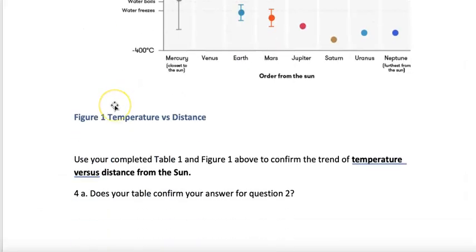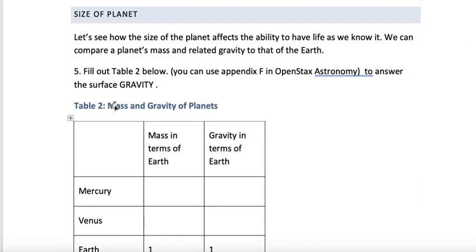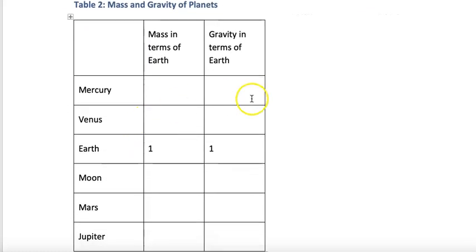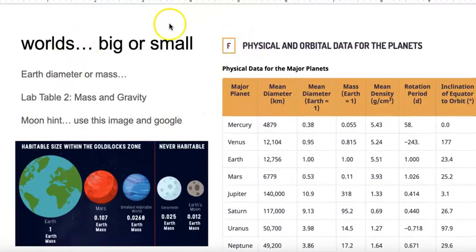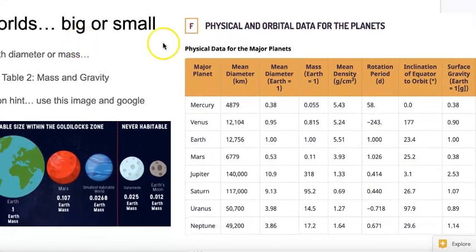Then you're going to figure out the size of the planet, and this really isn't a super big deal, but in reality it is. More massive planets will have more gravity, so you're going to look at that in OpenStax's astronomy book, and you can look at Appendix F, and there are charts, and you can look at the mass in terms of Earth mass for the different planets. And also the dwarf planets are in there too, and you can look at the surface gravity.